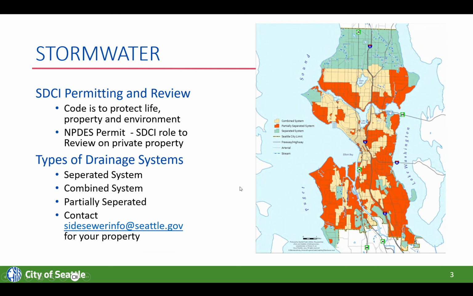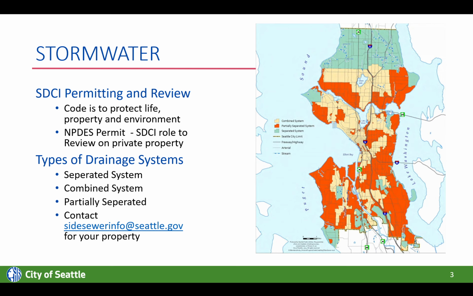So, stormwater in the City of Seattle, the stormwater code itself is to protect life, property, and the environment. And it's part of the National Pollution Discharge and Elimination System permit, which is issued by the state of Washington. And SDCI's specific role is to review for stormwater code conformance on private property within the City of Seattle.